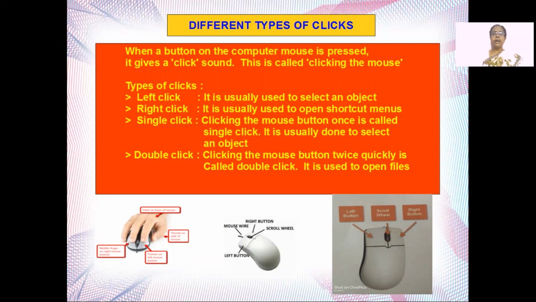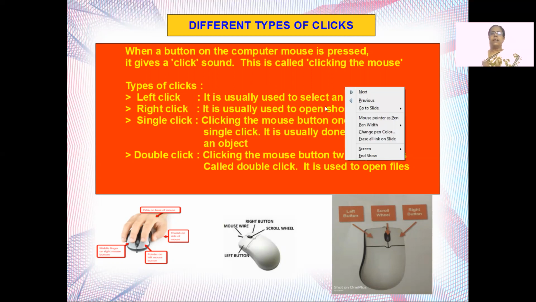Okay, now we have different types of click. The first click is the left click. We usually do this to select. So if I click here, I can select this thing. So it is used for selecting an object. The right click is a shortcut to open your shortcut menu. So if I click like this, a shortcut menu opens. Do you want to go to the next screen or previous screen? Like this, options will open. So the right click is used to open a shortcut menu.